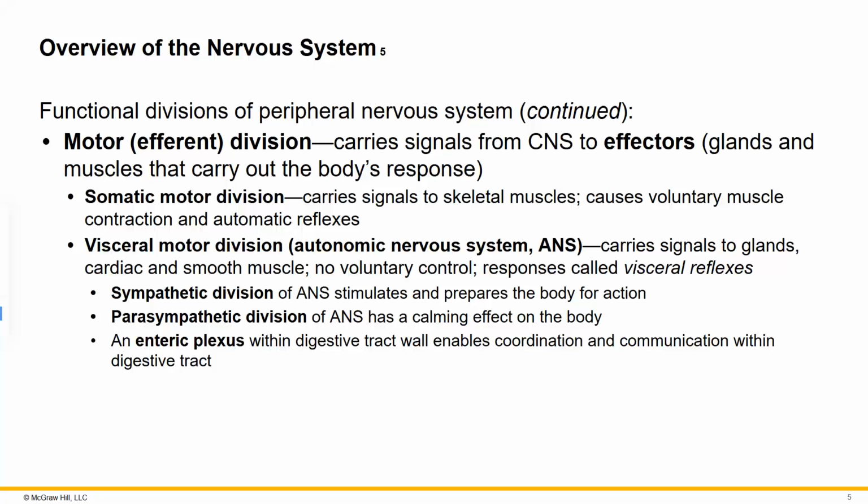Parasympathetic division has a calming effect on the body. I sometimes refer to this as the rest and digest. So under parasympathetic division, we would regulate sleep, we would regulate the digestive system, the formation of urine, all of those body processes that we do when we're not having to fight something or run away from something. We're going to learn more about those two divisions and what they entail in the next lecture.